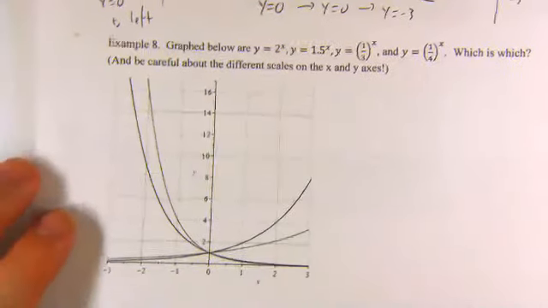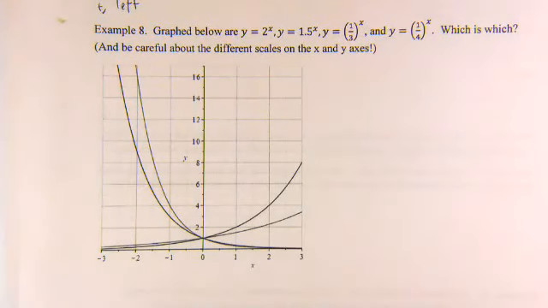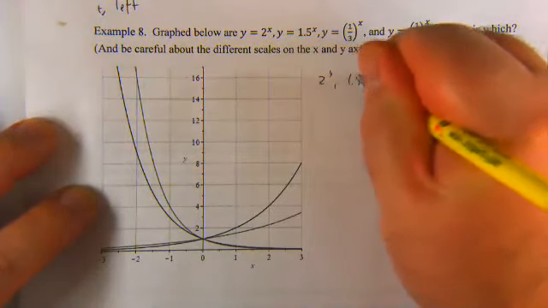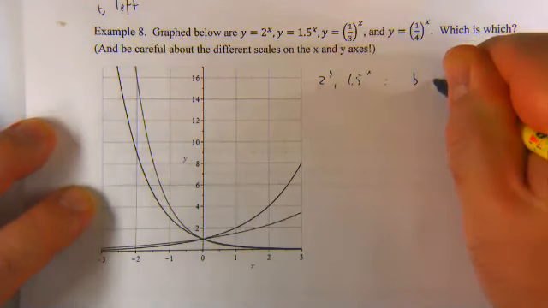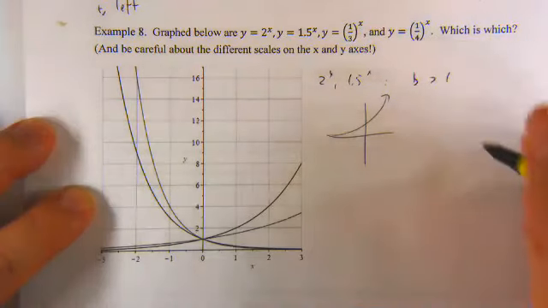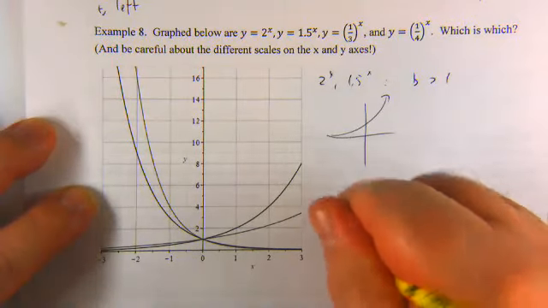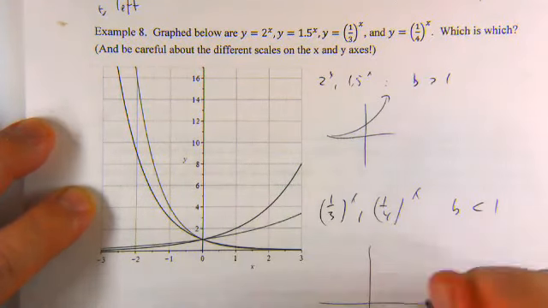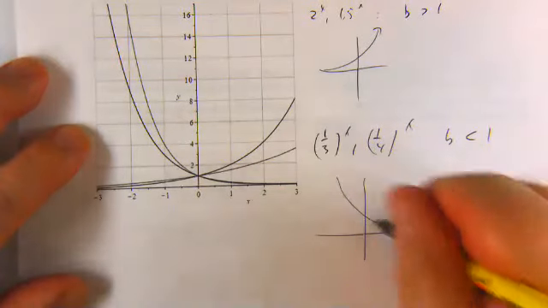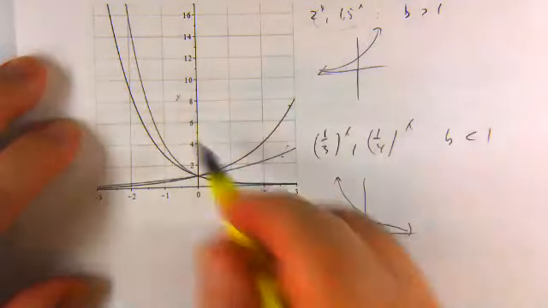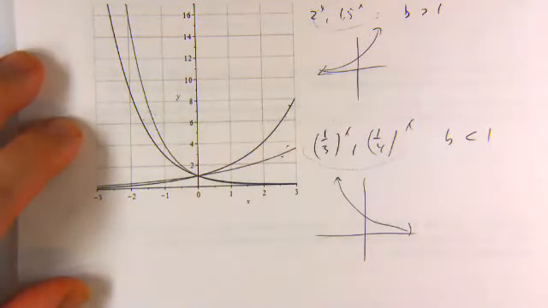And the last thing is, here are 4 graphs. How can you tell which is which? 2 to the x, 1.5 to the x. Here the base is bigger than 1, so these two graphs should look like this. 1/3 to the x, 1/4 to the x. The base is less than 1, so those two graphs should look like that. So these two must be these two, and these two should be those two.